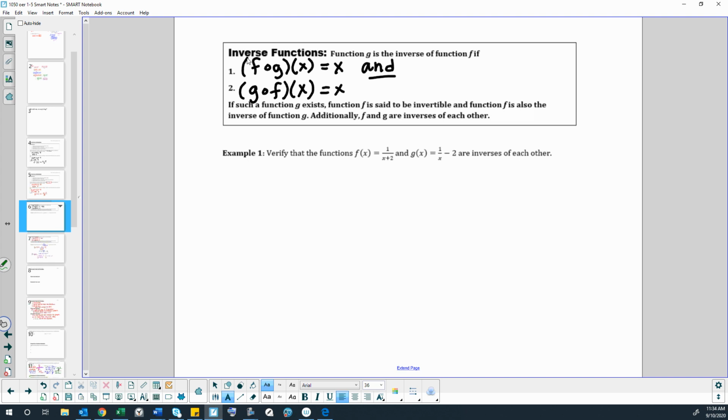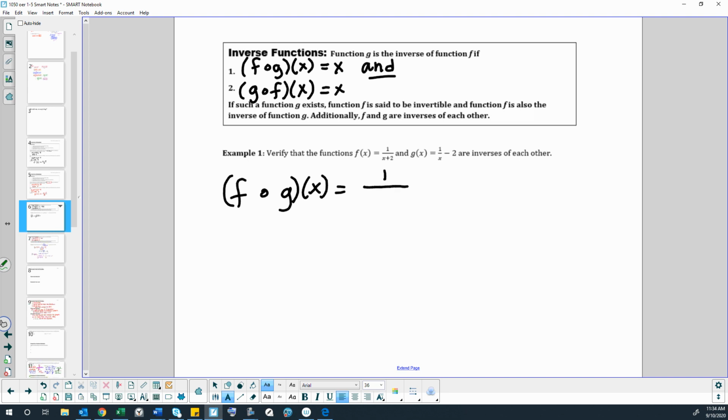So example 1, we are going to verify that the functions f of x equals 1 over x plus 2 and g of x equals 1 over x minus 2. I should have said 1 over x and then minus 2, whereas this one, the x plus 2, is all in the denominator. We want to verify that those are inverses of each other. So we're going to do f composite g of x. What does that mean we're going to do from last time? g plugs into f, yes.